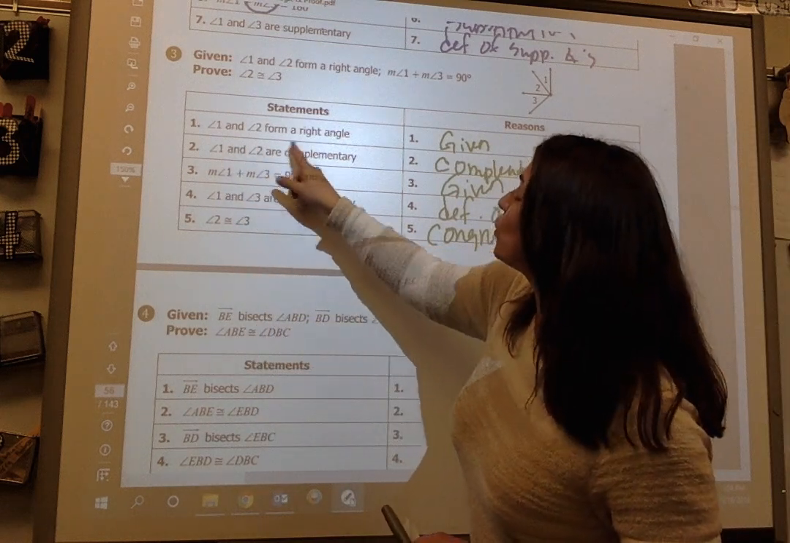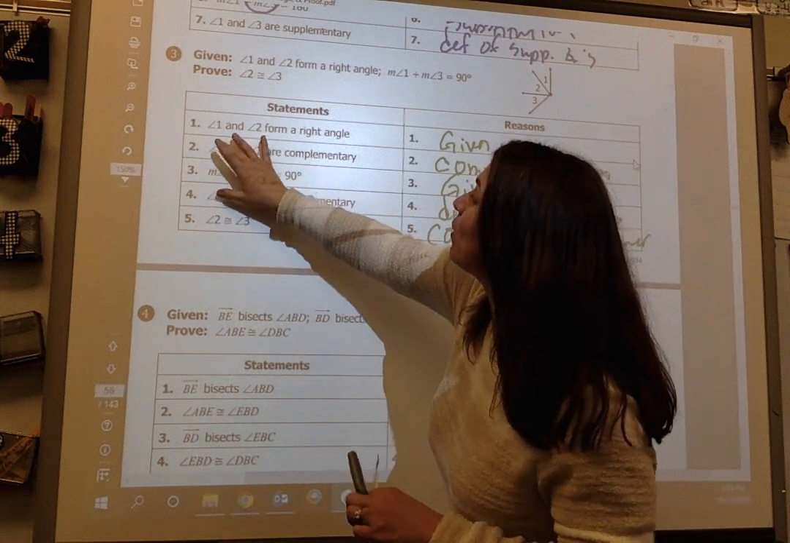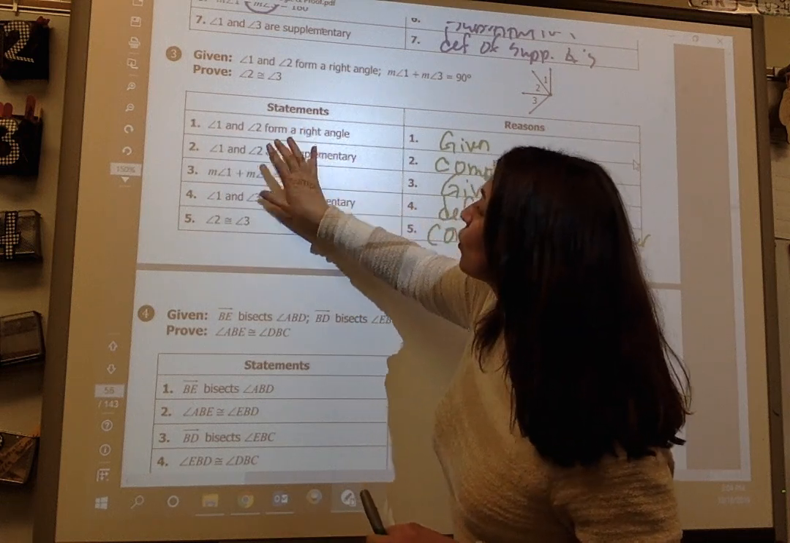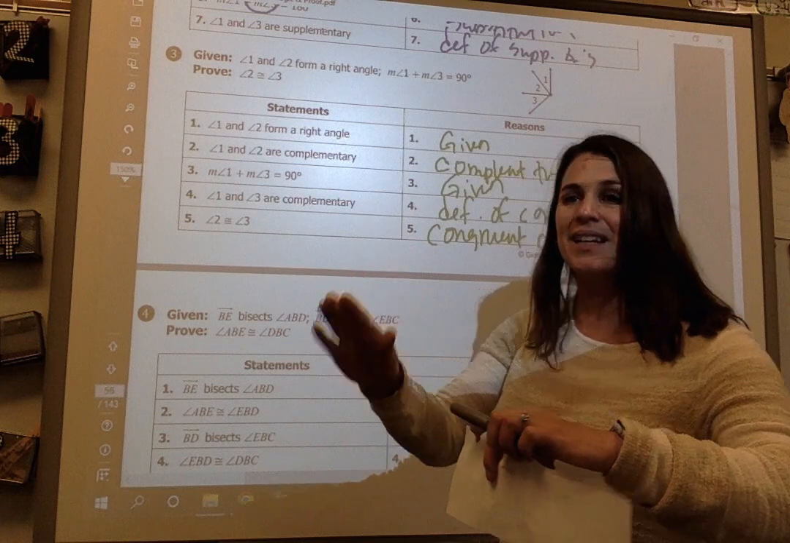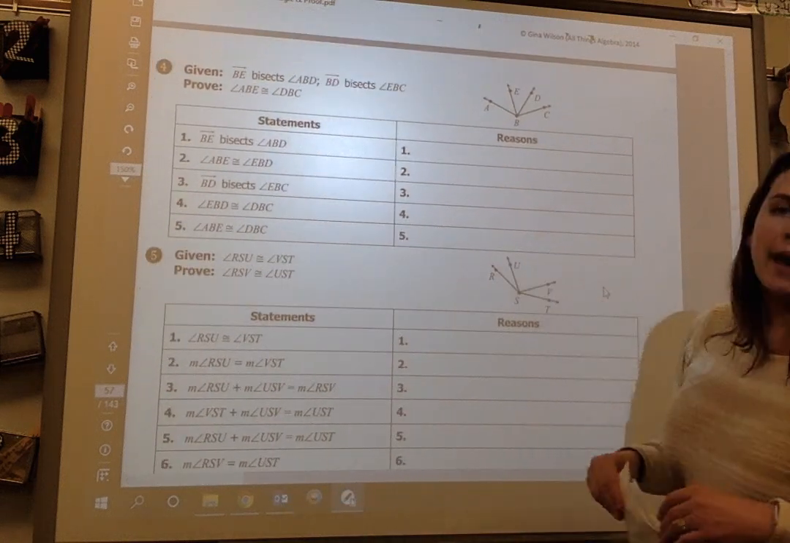Because we're saying angle 1 and 2 are complementary, and angle 1 and angle 3 are complementary. So I'm taking out the middleman of 1 and 1 and saying that now the angle 2 is congruent to angle 3. So that's that transitive property kind of rolled into one. All right, number 4, take a shot at that one and come back.